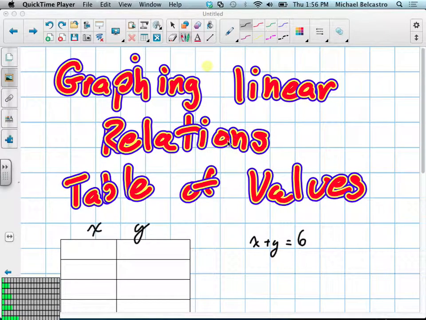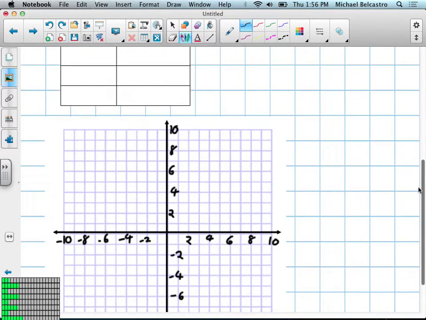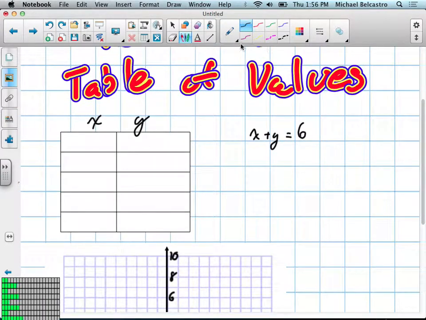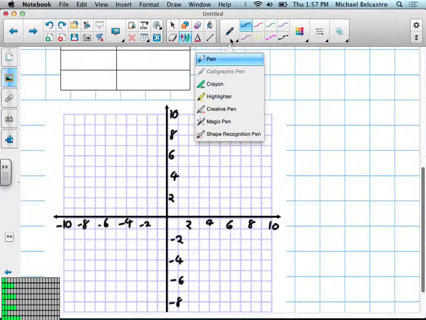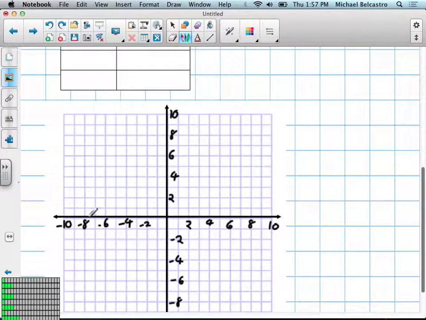Okay, we're going over graphing linear relations using a table of values. As you notice, we have a table of values here, and they've given us a graph. That's great. Our equation is x plus y is equal to 6. Remember I told you using a table of values we're grabbing arbitrary numbers. Again, what I mean by that, we usually try to find numbers for x first of all, but you can do y, it's completely up to you, and just do it vice versa.